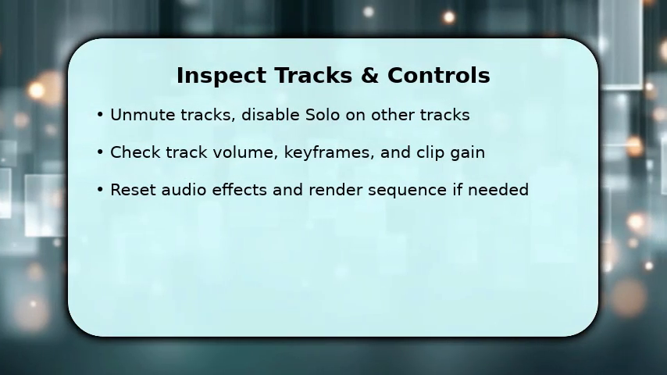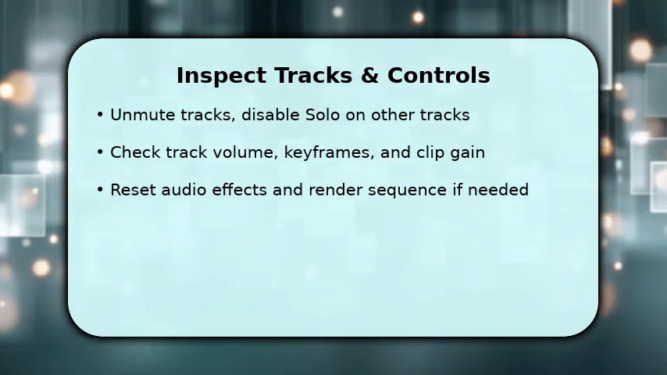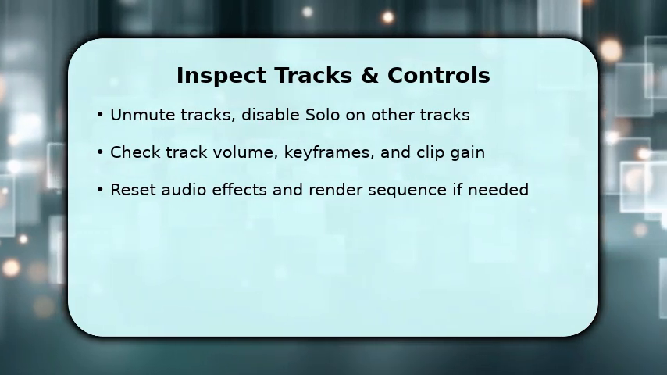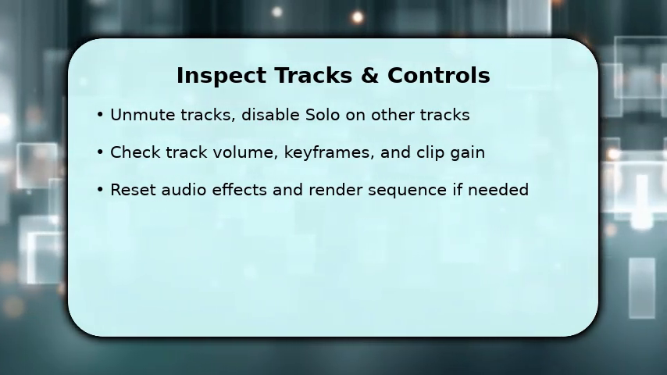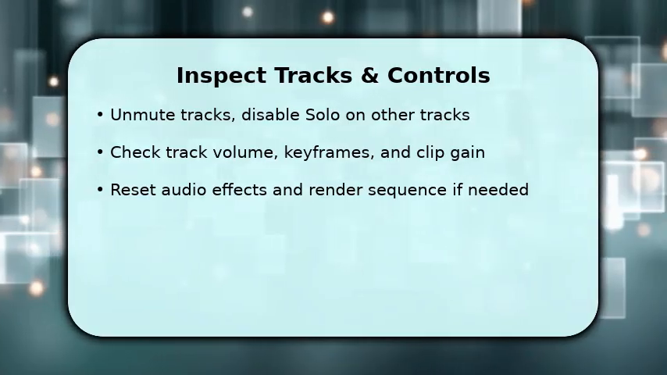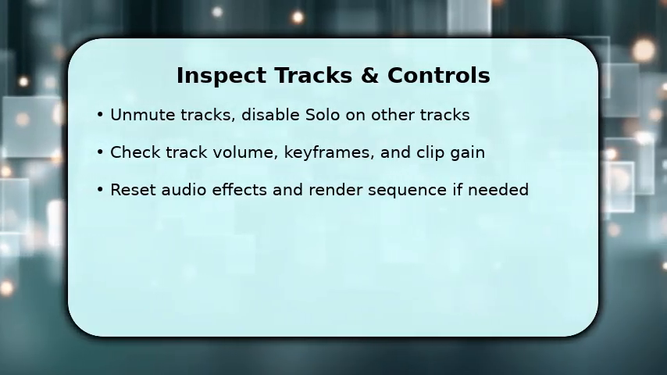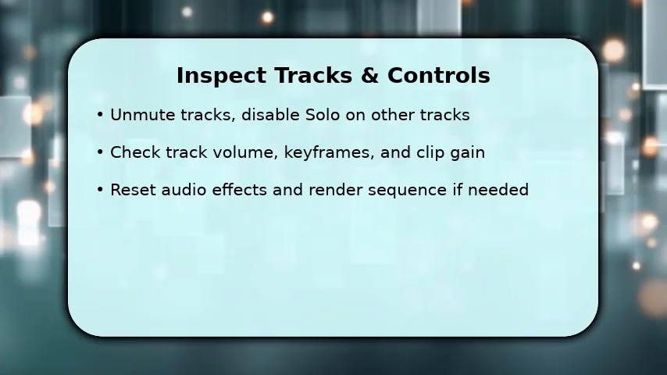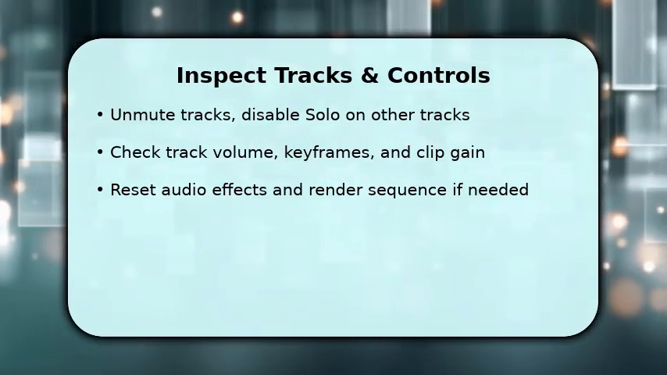Now you inspect track-level controls to find hidden mutes. If a track is muted or another track is soloed, your audio disappears. Disable solo and unmute the track you want. Then check clip gain and track volume faders and scan for keyframes that drop level to negative infinity.